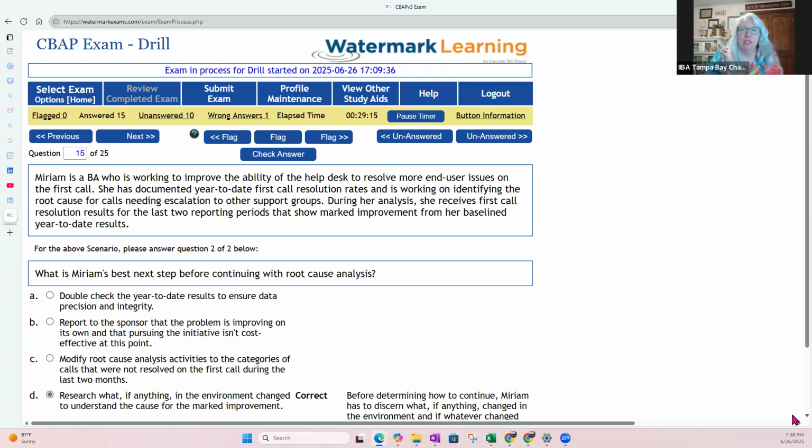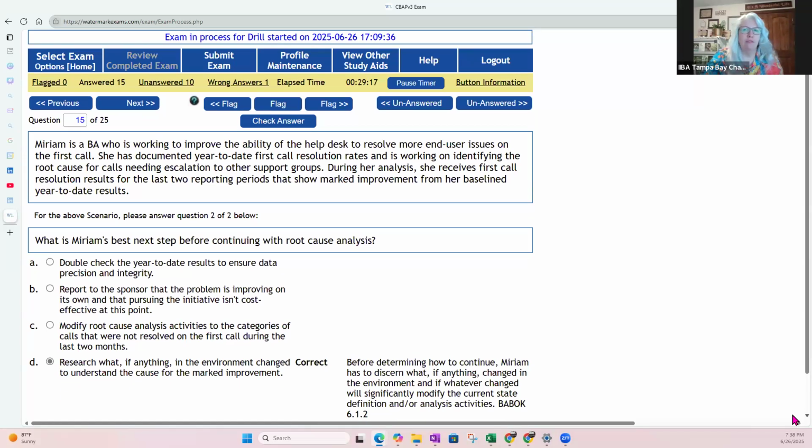Before determining how to continue, Miriam has to discern what, if anything, changed in the environment and if whatever changed will significantly modify the current state definition or the analysis activities. In other words, you tell me to measure a buffalo and I'm finding a cow. I don't think this is what you meant, but before I do the thing you wanted me to do on the buffalo, I got to be sure that it's the same thing you want me to do on the cow.